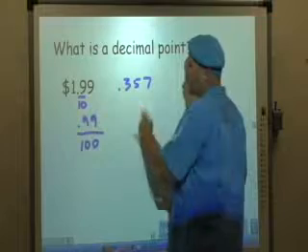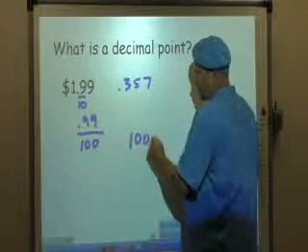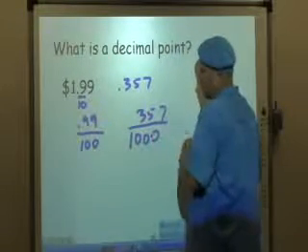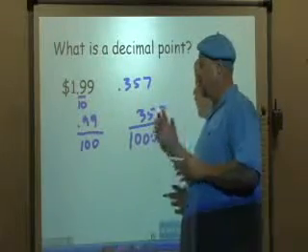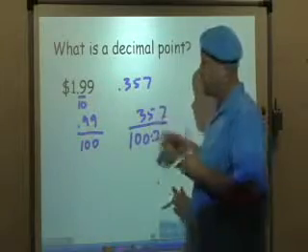0.357, 1, 2, 3 decimal places, make the bottom of the fraction have 3 zeros. Put this number on the top. 0.357 would be 357 thousandths. You'll see this on the worksheet. It's very easy.